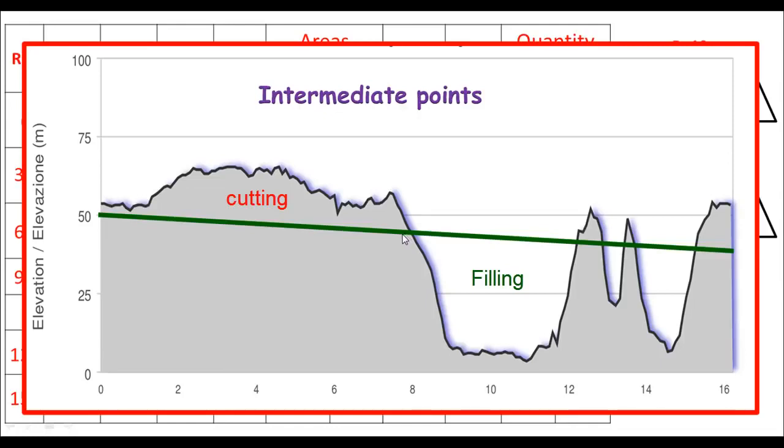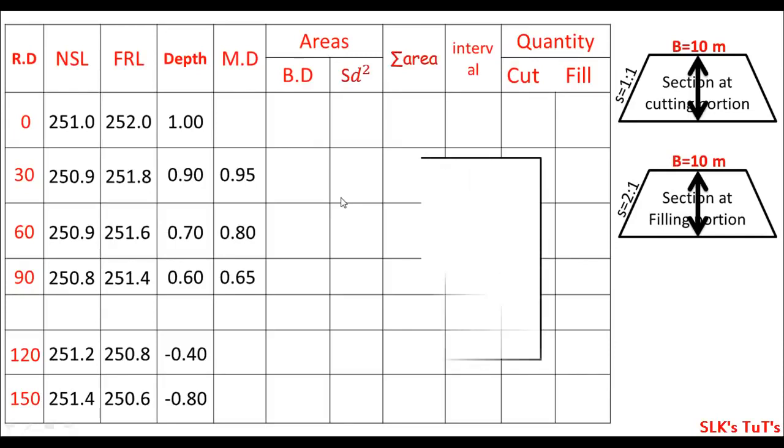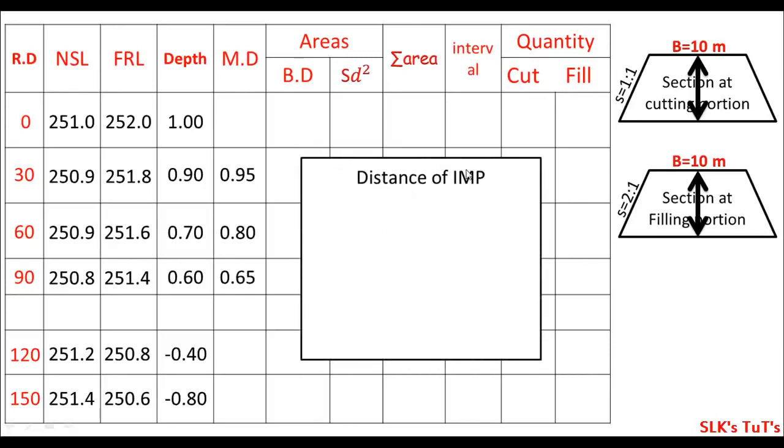Alright, now where is the intermediate point? You can clearly see this one, the 8 station, or as you can say 8 meter. This is right about the 8 meter. But what is the length of this from zero, right? So let's calculate this one over here. Let's say the distance of IMP, which means intermediate point. There is a nice formula, but I'll just do it by proportion, okay? Like this will be, of course, the depth at the last station in filling, like the depth at the 90 station, right?